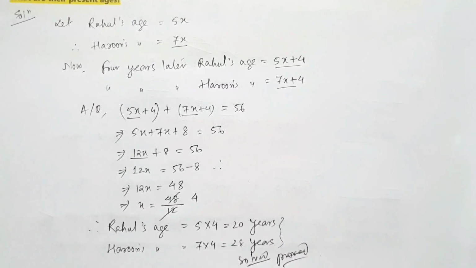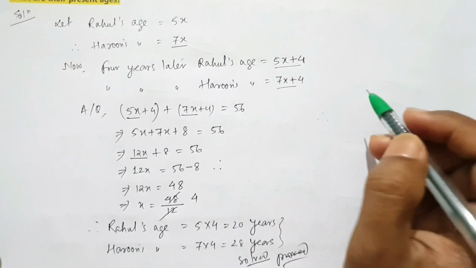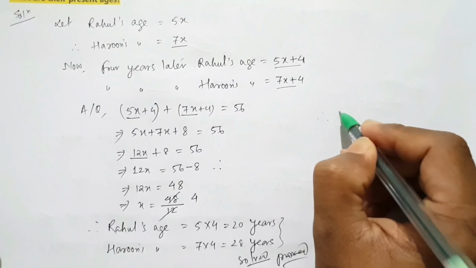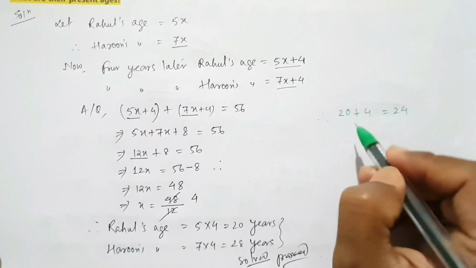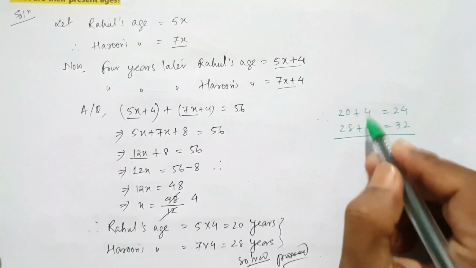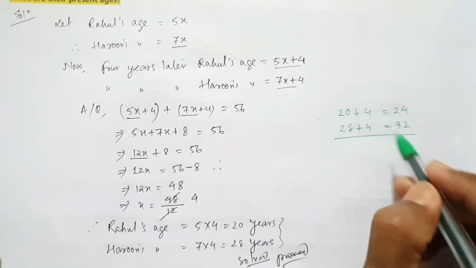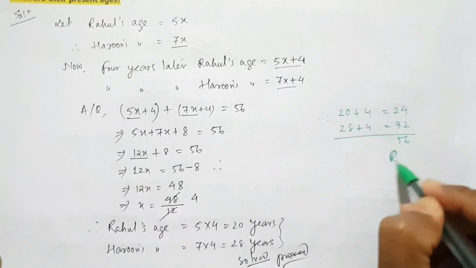Now let's test whether the answer is correct or not. As you can see, their current ages are 20 and 28 years. But in the question they said 4 years later the sum of the ages should be 56 years. Therefore, 20 plus 4, that is after 4 years, becomes 24 years. And 28 is the current age. After 4 years, it becomes 32 years. So this was the present age, and we have added 4 years to their ages. So it becomes total 56 years. So our answer is correct.